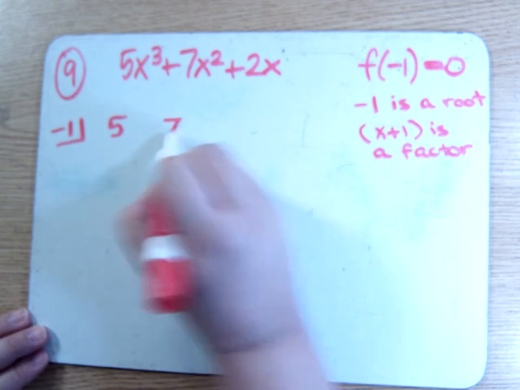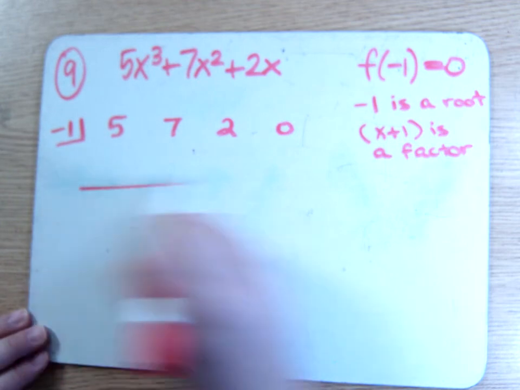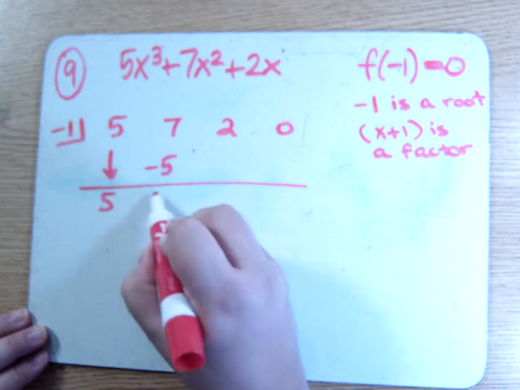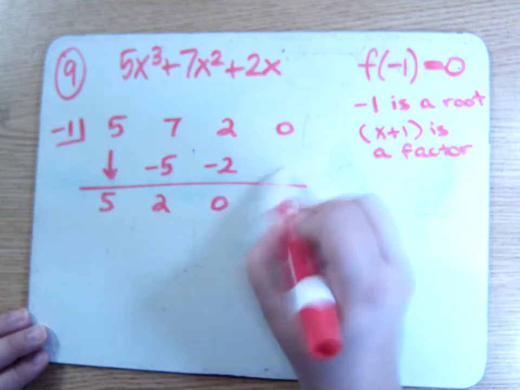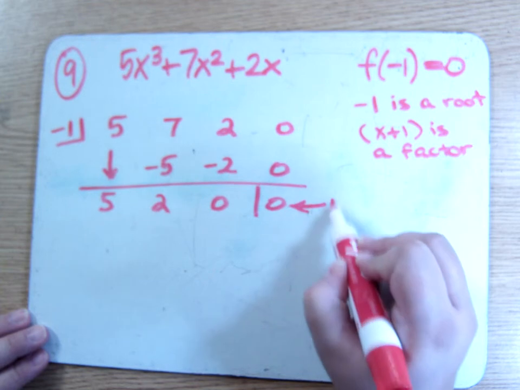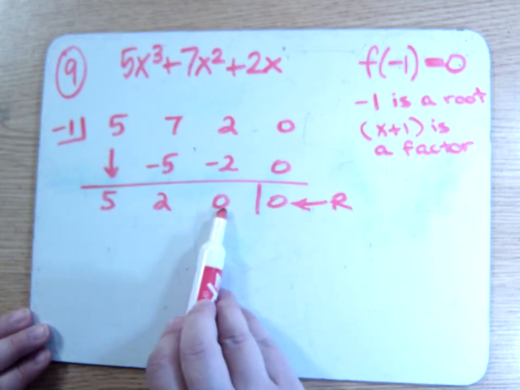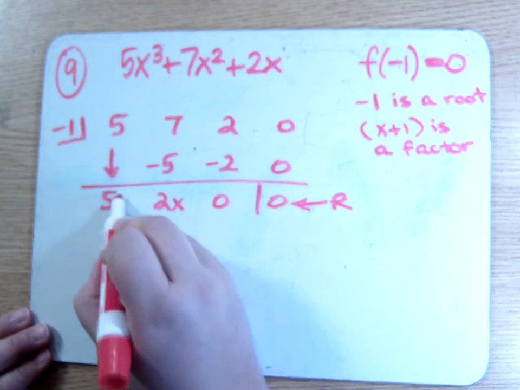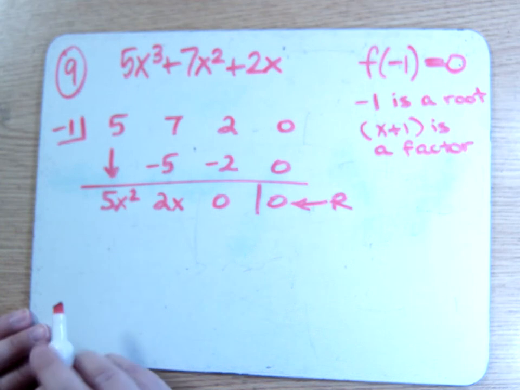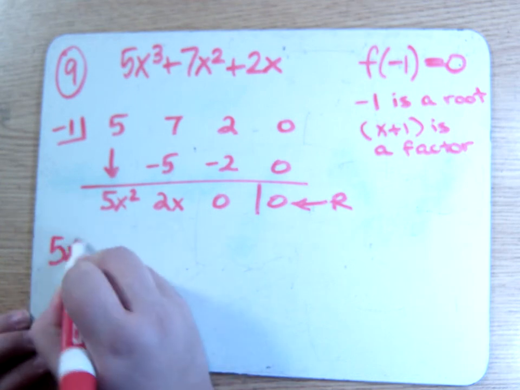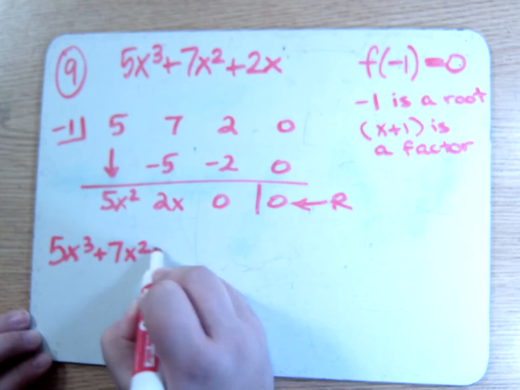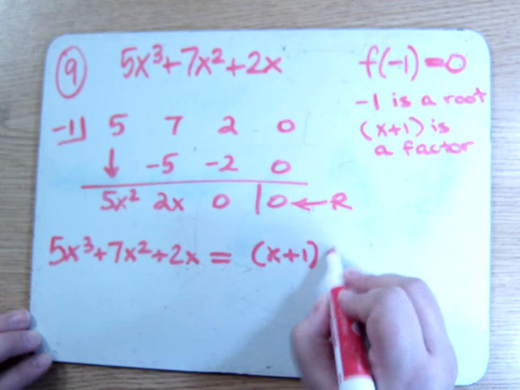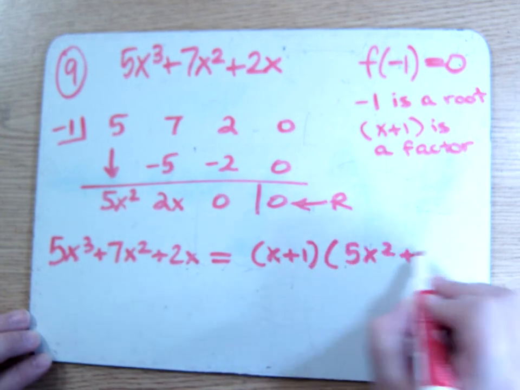So I got 5, 7, 2, 0. -1 times 5 is -5. -1 times 2 is -2. This is my remainder. So I have 0 constant, 2 x's, 5x squareds. Okay, so in other words, if I take the original problem and factor it, when I take out x plus 1, I'm left with 5x squared plus 2x.